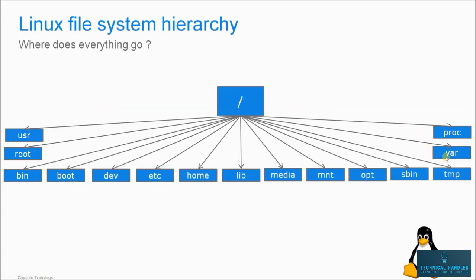And we have the var directory. This just includes some variable files to be used by the OS. And last but not least, we have the proc directory, and this is just a virtual file system documenting the kernel and process status as text files. And this is it. This is how the Linux file system hierarchy looks.